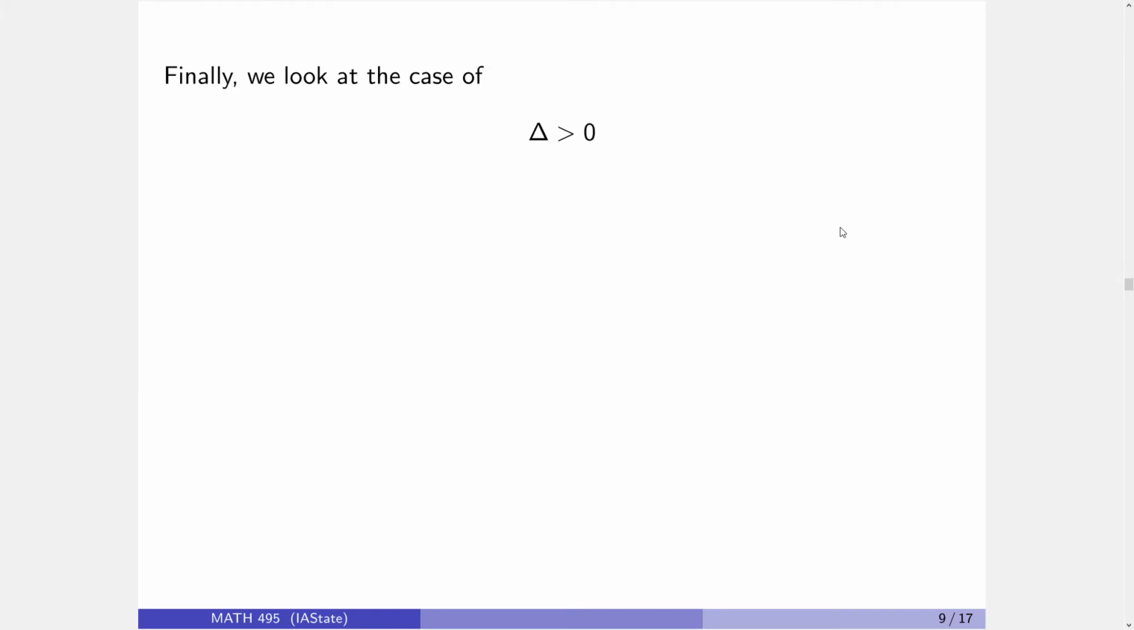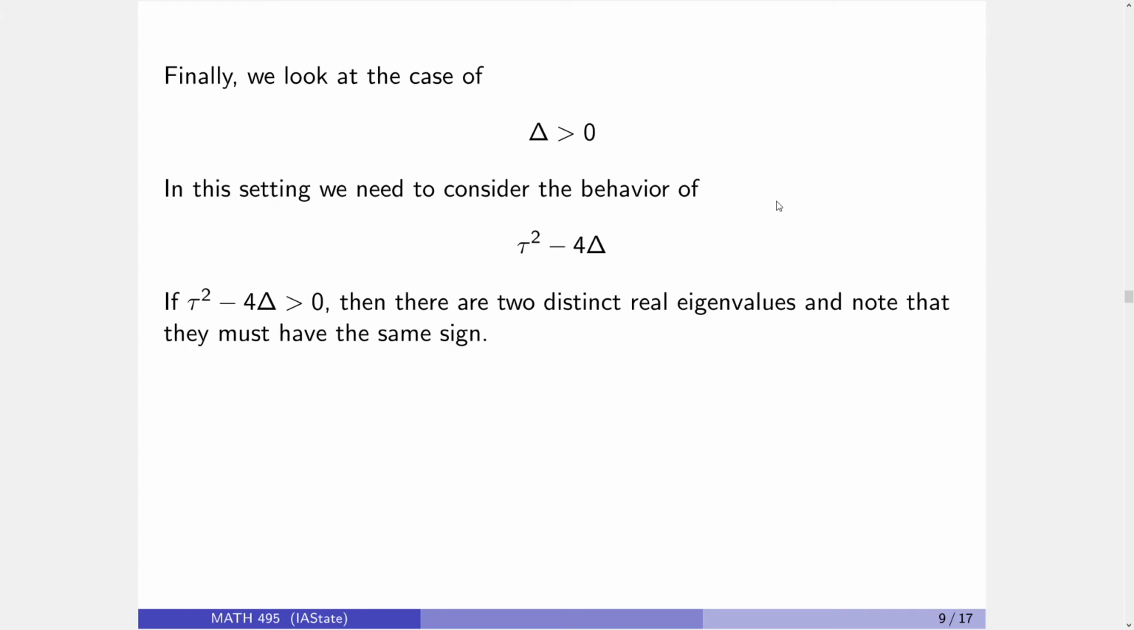All right, so with that said, now it's time to actually get into the juicy case, the case where a bunch of stuff is going down, and that's where the determinant is positive. Okay. Now at this point, we actually need to consider the other key ingredient, which is tau squared minus 4 times the determinant. Because the determinant being positive, it's very possible that our eigenvalues are complex. It's possible they are both negative. It's possible they're both positive. So there's quite a few cases to break down, and it turns out tau squared minus 4 delta is the right thing to look at.